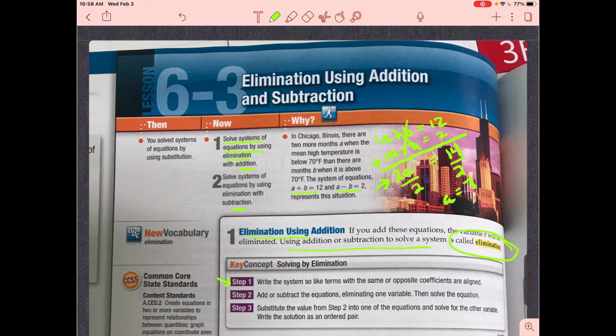So key concepts here. Step 1 is going to be to write the system so that the like terms with the same or opposite coefficients are aligned. So notice that I put them right one on top of the other, so the a's lined up and the b's lined up and the numbers lined up, the constants. And then step 2, we're going to add or subtract, which will eliminate one variable. And I'll show you what happens when we're subtracting. I have a little bit different way of looking at that. And then step 3, just like before, we're going to substitute the value that we got in the first part of this into one of the equations and solve for the other variable.